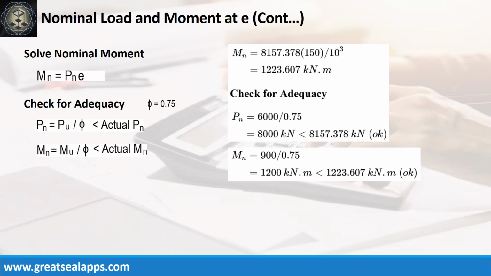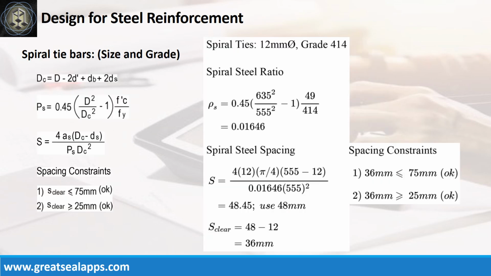The nominal design load of 8,000 kN is less than 8,157.378 kN actual load capacity. The nominal design moment of 1,200 kN-meter is less than 1,223.607 kN-meter actual moment capacity.